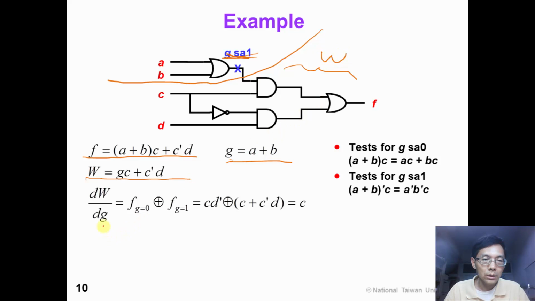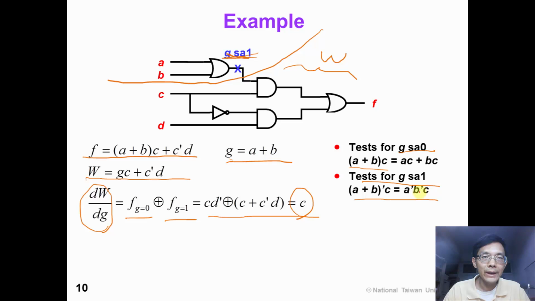So now, the Boolean difference dW over dG is the negative cofactor with respect to internal signal G and the positive cofactor, which is equal to C. So, to generate a test for G stuck at 0, we will get (A plus B) times C. To get the test for G stuck at 1, the answer is A prime B prime C.